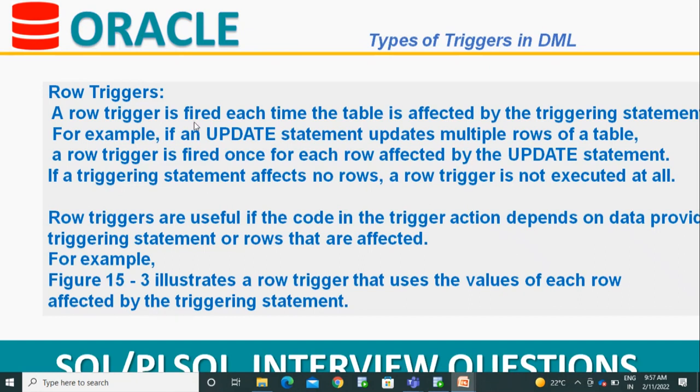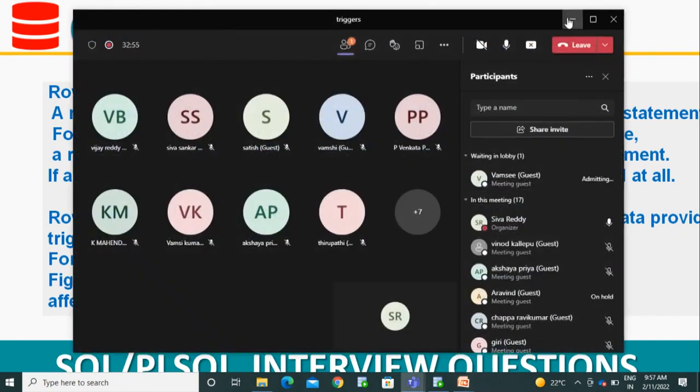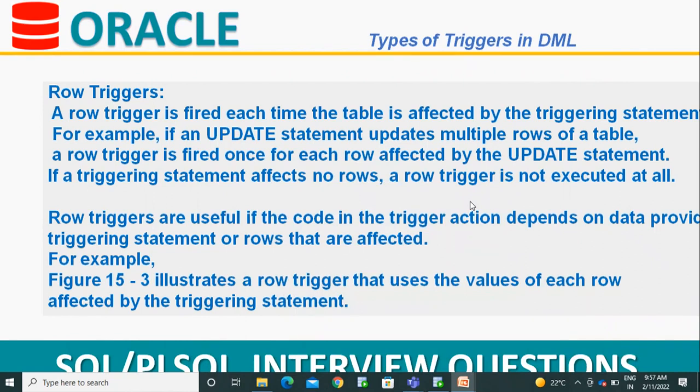If a triggering statement affects no rows, a trigger is not executed at all. Suppose you update EMP set salary equal to 500 where 1 equal to 2. It is a false condition. When a false condition is given, it won't update anything. So if it is not updating anything, the trigger won't fire. If you are updating at least one row, then only that trigger will fire.